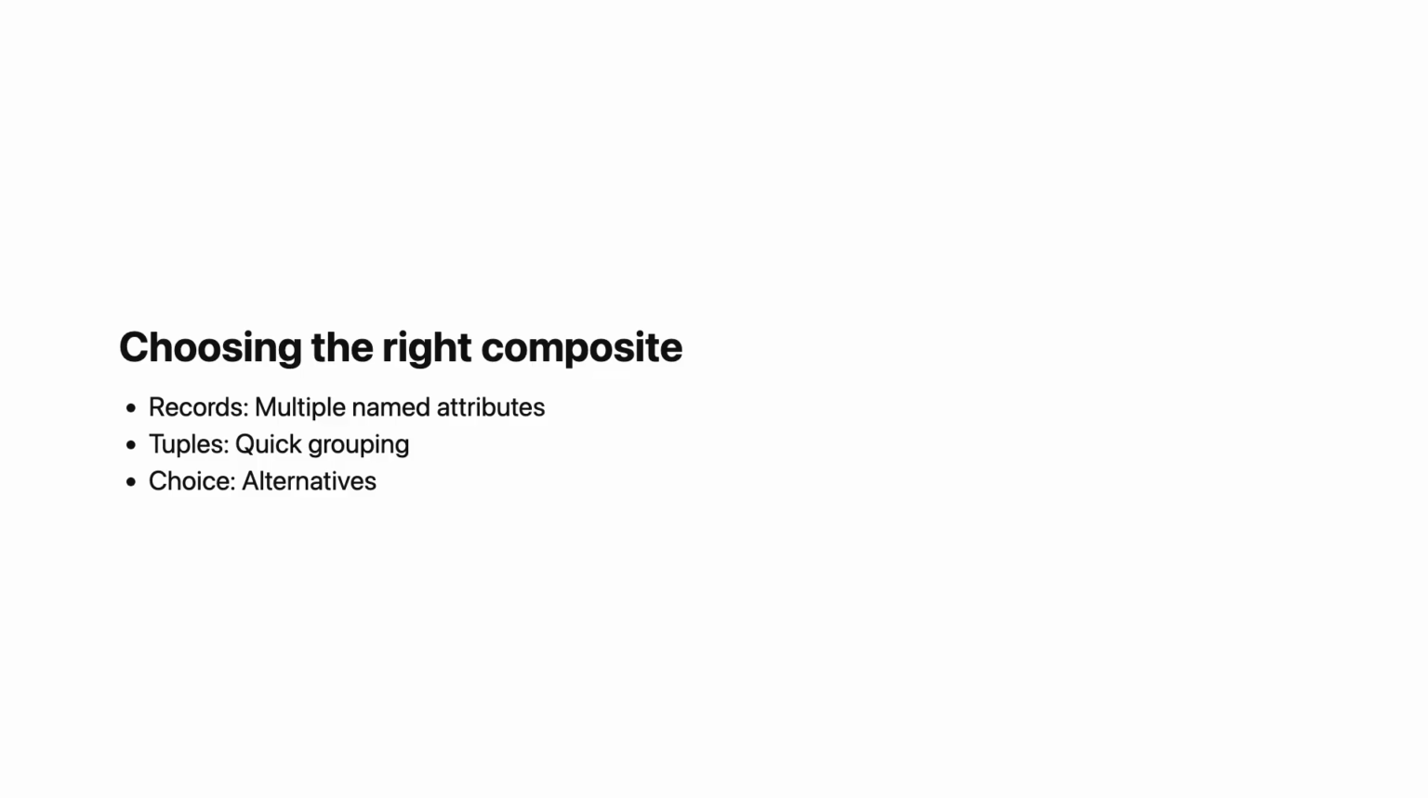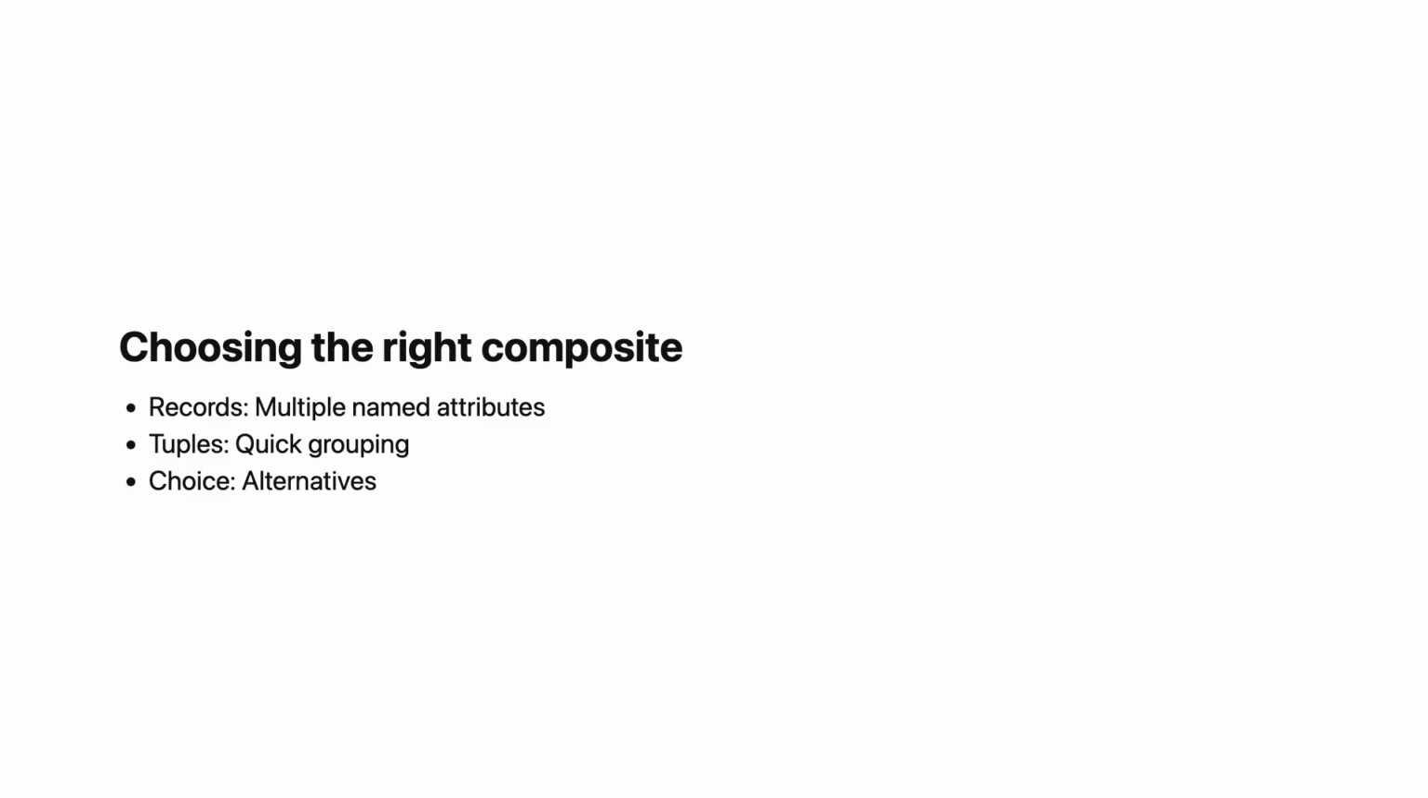When do you use each? Records, when you have multiple named attributes that belong together. The standard choice for domain objects: person, product, order. Tuples, when you need a quick grouping without defining a type. Returning coordinates. Temporary pairings, when meaning is clear from context. Choice types, when a value can be one of several alternatives. Error handling. Status codes, any either relationship where one type is a specific case of another.